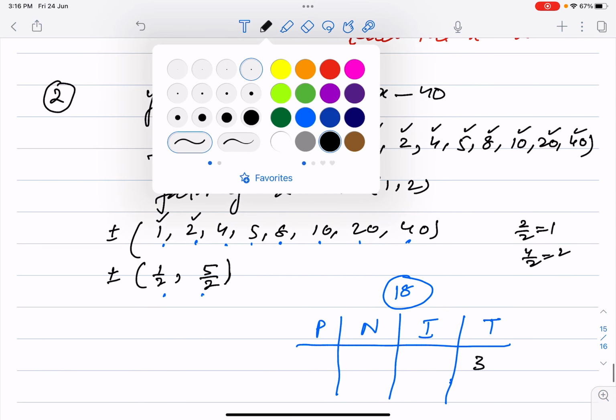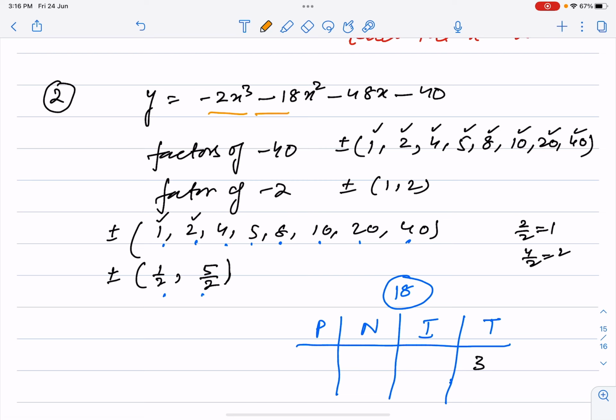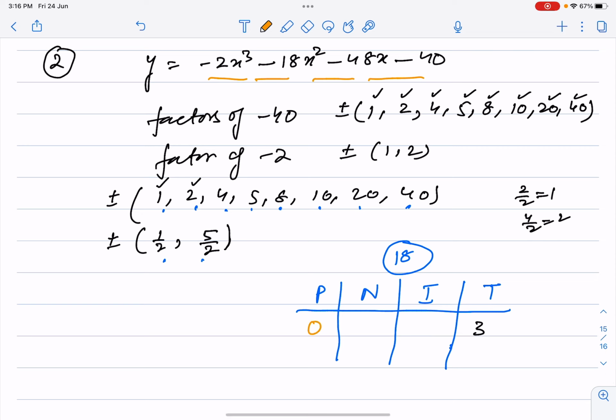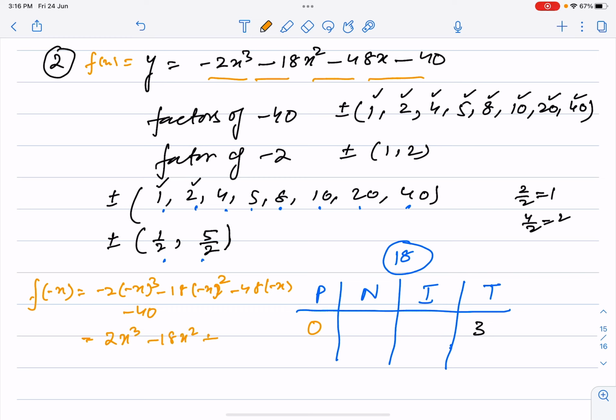Now do you see any change in this? Negative, negative, negative, negative. So there is no change, so the positive roots will be 0. Now coming to the negative, y can be written as f(x) also. So what is f(-x)? This is minus 2 into (-x) cube, minus 18 into (-x) square, minus 48 into (-x), and minus 40. So it becomes minus 2x cube minus 18x square plus 48x and minus 40.